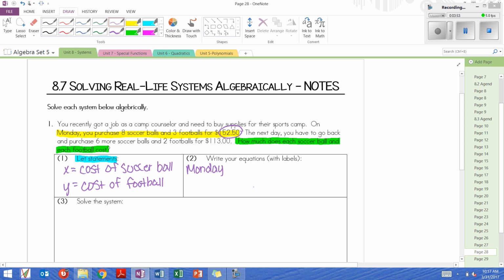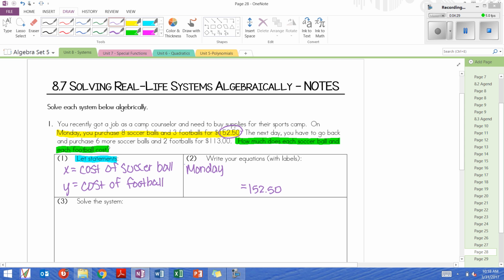And on Monday, the total was $152.50. Now, we have to be careful with making sure that our units are all the same within each equation. So for example, this 152.50 is money. So all of my terms on the left-hand side also have to be in terms of money. I can't ever have like number of something equaling money. That doesn't make sense. So you always have to have money equaling money.